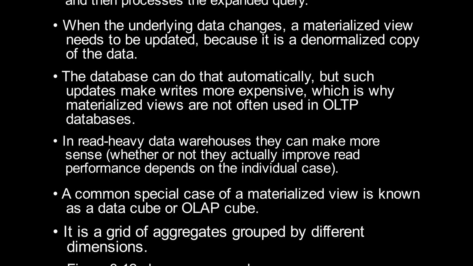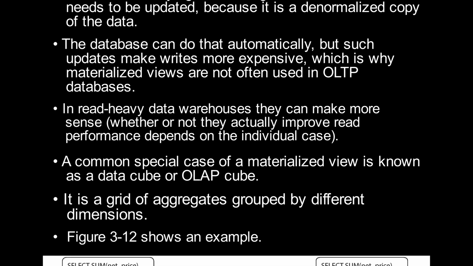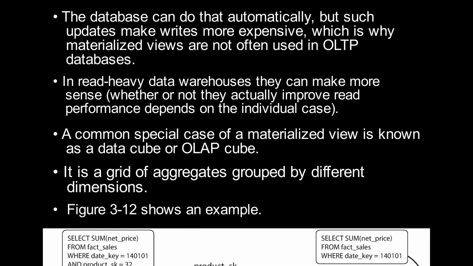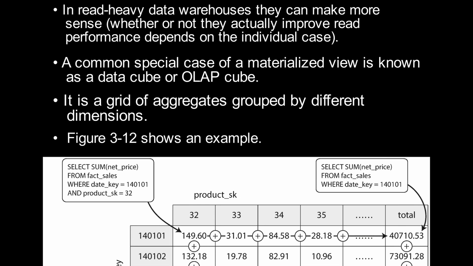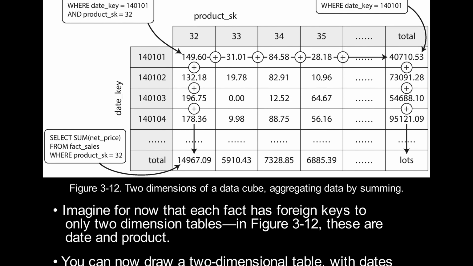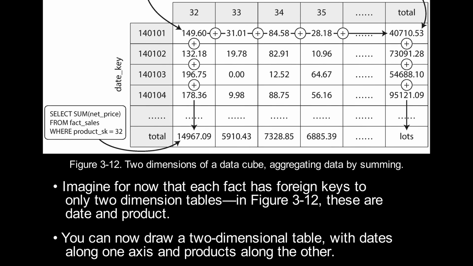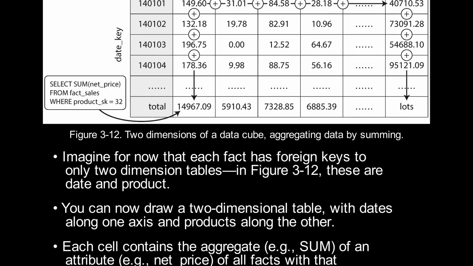A common special case of a materialized view is known as a data cube or OLAP cube. It is a grid of aggregates grouped by different dimensions. Figure 3-12 shows an example. Figure 3-12: Two dimensions of a data cube, aggregating data by summing. Imagine for now that each fact has foreign keys to only two dimension tables in Figure 3-12. These are date and product.